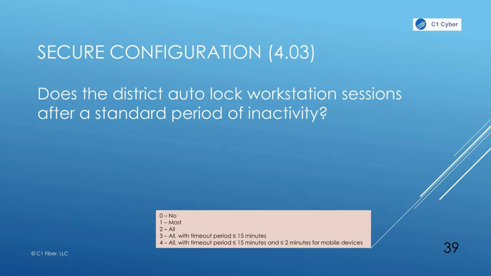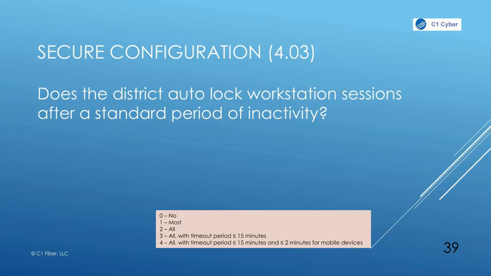Does the district auto-lock workstation sessions after a standard period of inactivity? Score 0 if your organization does not auto-lock workstations after a standard period. Score 1 if your organization auto-locks most workstations after a standard period. Score 2 if your organization auto-locks all sessions after a standard period.